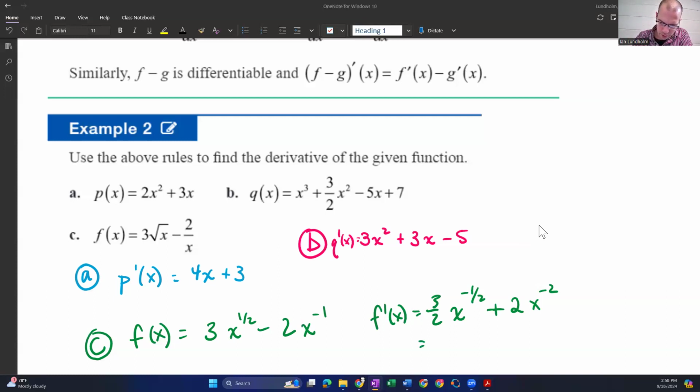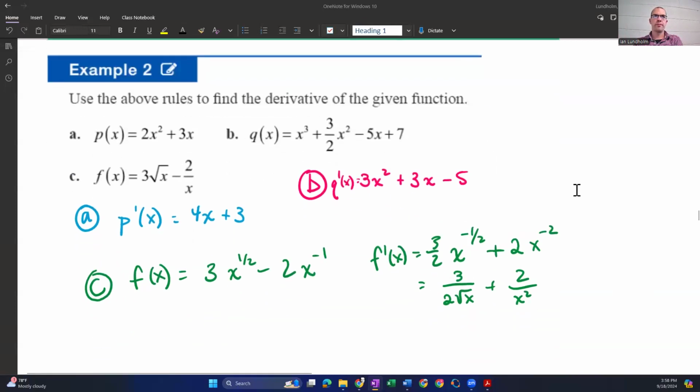And if we wanted to rewrite this in terms of square roots and such, we could say that this is 3 over 2 square root of x. So just rewriting x to the negative 1/2 like that. And then we could rewrite this as 2 over x squared if we wanted to write it that way. Yeah, all that's good. So that's some practice with power functions. Cool.